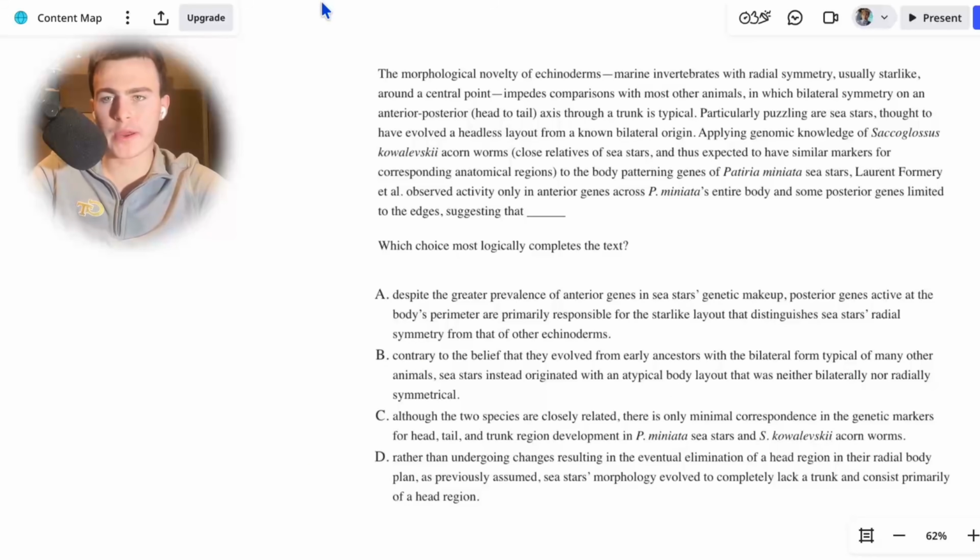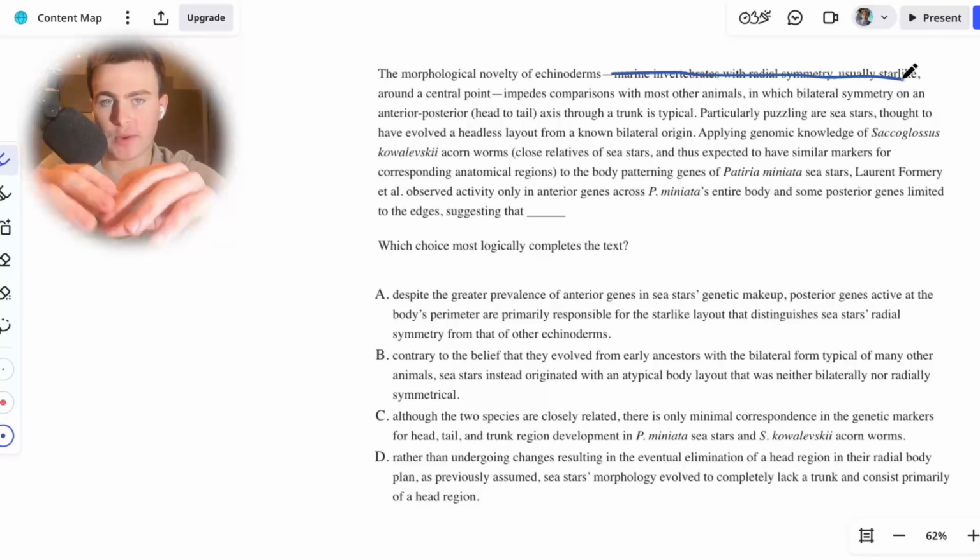Okay, let's break down this weird starfish question, which looks pretty hard because you have a lot of science words, but let's break it down with the RAP method. The morphological novelty of echinoderms, morphological novelty is like the rarity, which then it gives you a definition. So it's marine invertebrates with radial symmetry, usually star-like, around a central point. We don't really even need to read this. You just need to know that starfish is radial. It's like symmetrical in a circle, right?